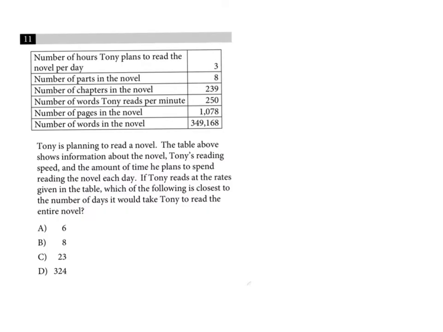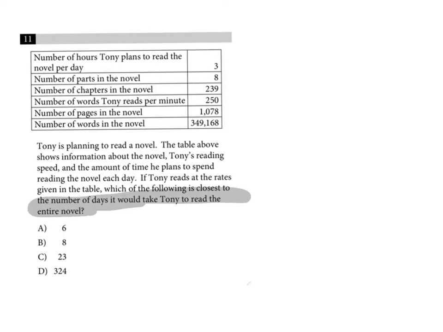For problem 11, Tony is planning to read a novel. The table above shows the information about the novel, his reading speed, and the amount of time he plans to spend reading the novel each day. If Tony reads at the rates given in the table, which of the following is closest to the number of days it would take him to read the entire novel?